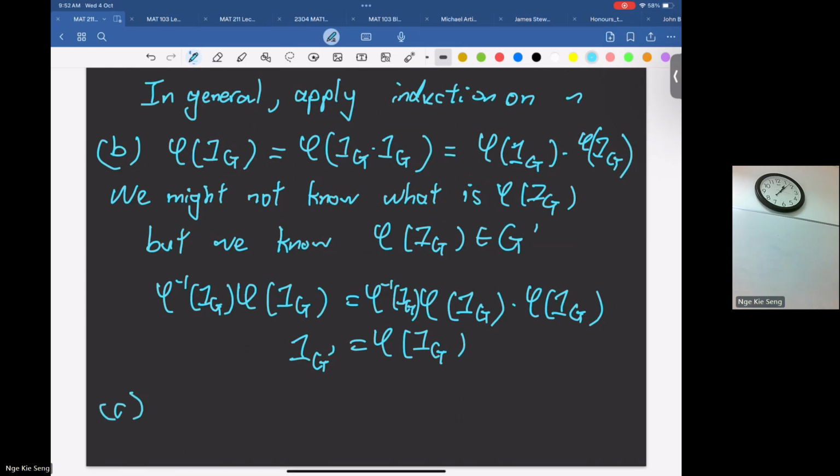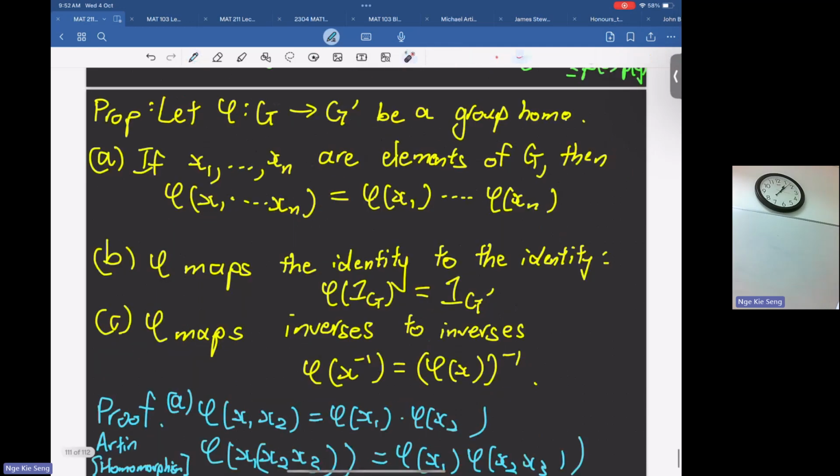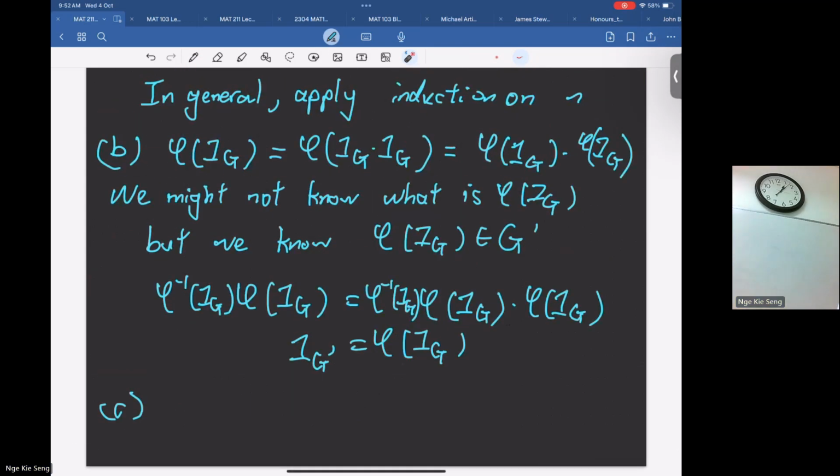Last one, C. How to prove mapping inverse to inverse? How to start? There's a reason why they put B in front of C, because we need to use B. B has to come first, then we can prove C. How to use B? We start with phi of the inverse.